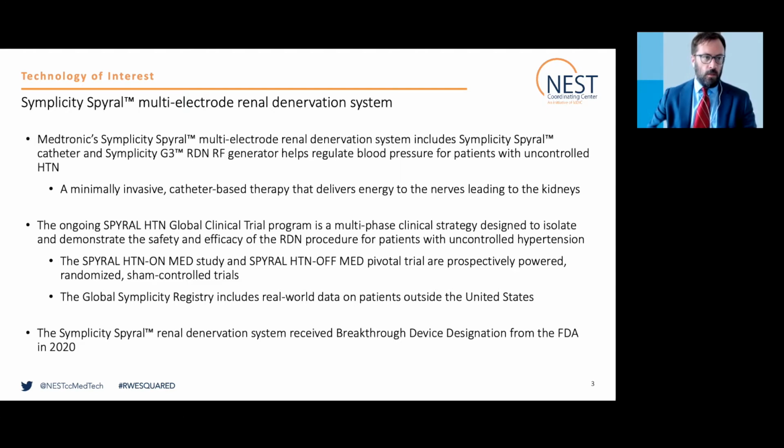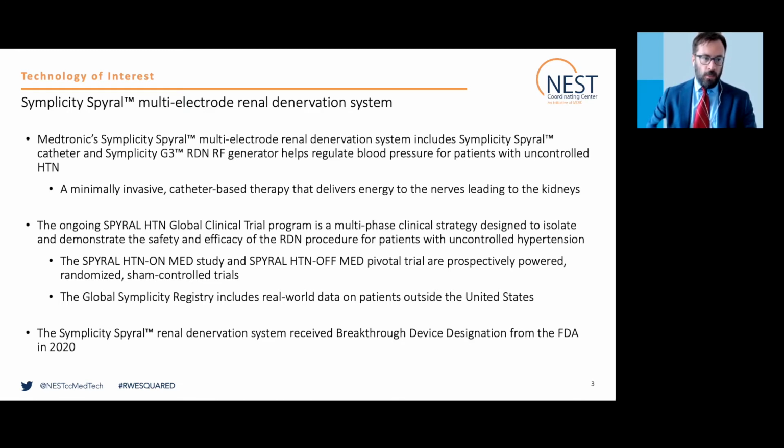Briefly, the technology of interest for this test case is the Simplicity Spiral Renal Denervation System. This is a multi-electrode renal denervation system that includes a catheter and a generator. And the idea is that it helps regulate blood pressure for patients with uncontrolled hypertension. It's a minimally invasive catheter-based therapy, delivering energy to the nerves leading to the kidneys.